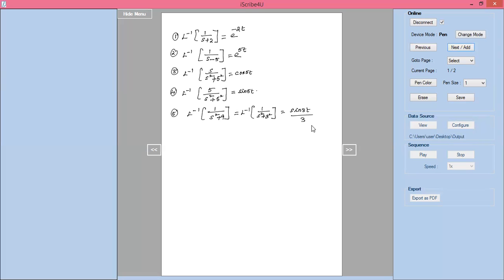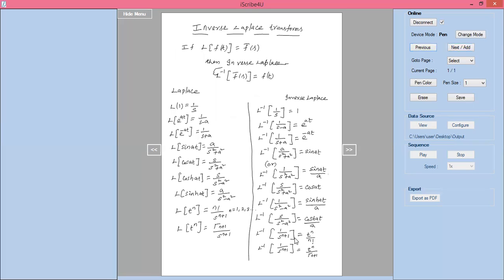Right. Next one should be, for example, L inverse of 1 divided by s power 6. How do you write this one? It is of the form L inverse of 1 divided by s power n plus 1. This one I can write as L of t power n. What is the formula of L of t power n? We can see here L of t power n.